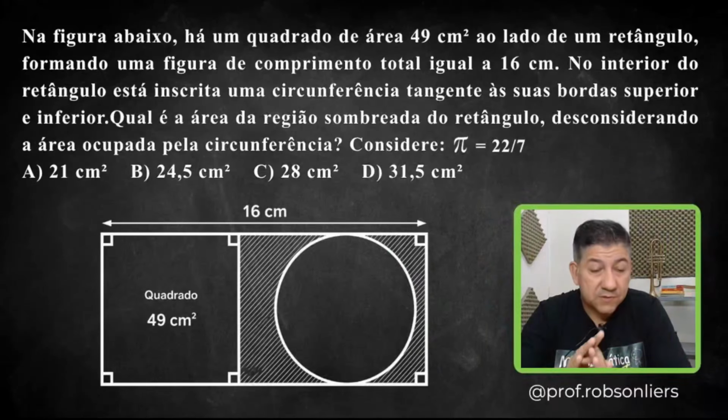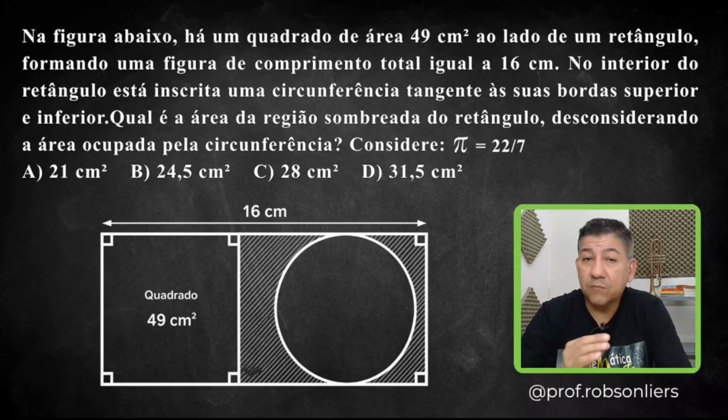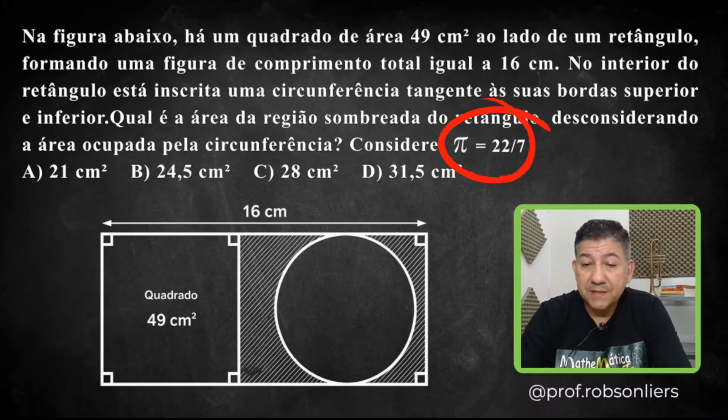Here's what the problem says. In the figure below, there is a square with an area of 49 square centimeters next to a rectangle, forming a figure with a total length of 16 centimeters. Inside the rectangle, there is a circle inscribed that is tangent to its top and bottom edges. What is the area of the shaded region of the rectangle, disregarding the area occupied by the circle? Consider pi to be equal to 22/7.